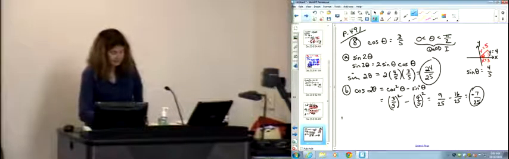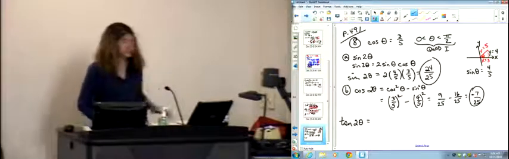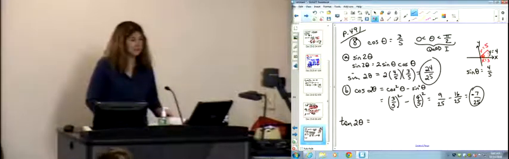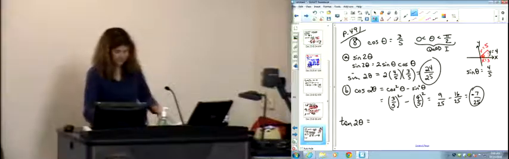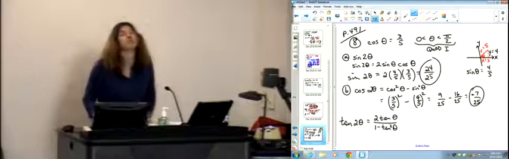And it doesn't ask us for the tangent of 2 theta, but we're going to be overachievers and find that too. So let's find that one also. 2 tangent theta over 1 minus tangent squared theta.